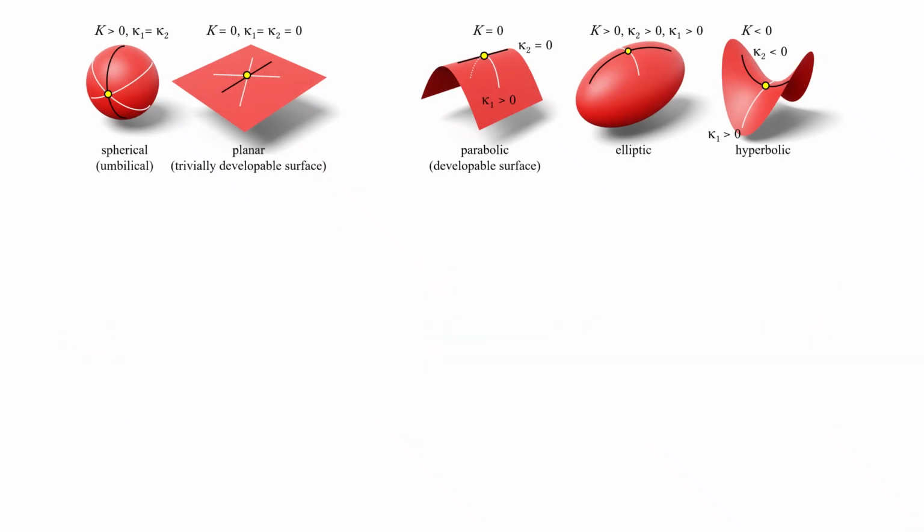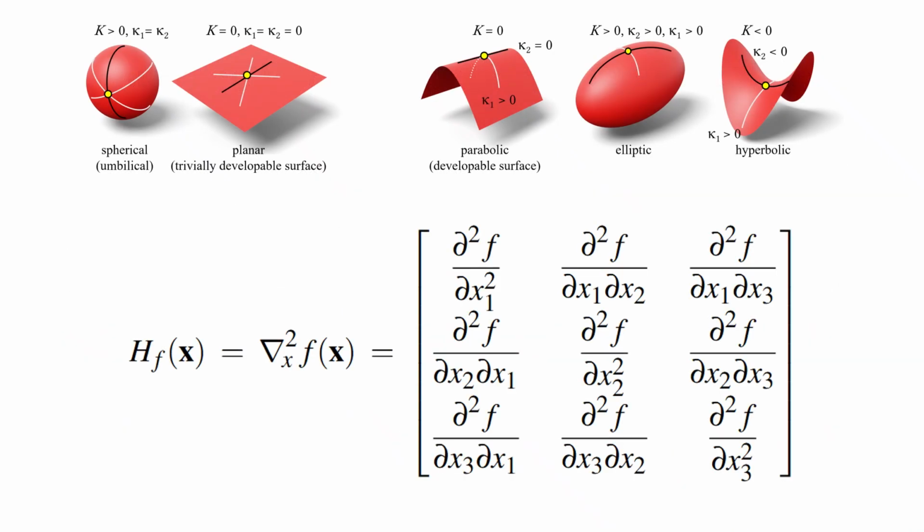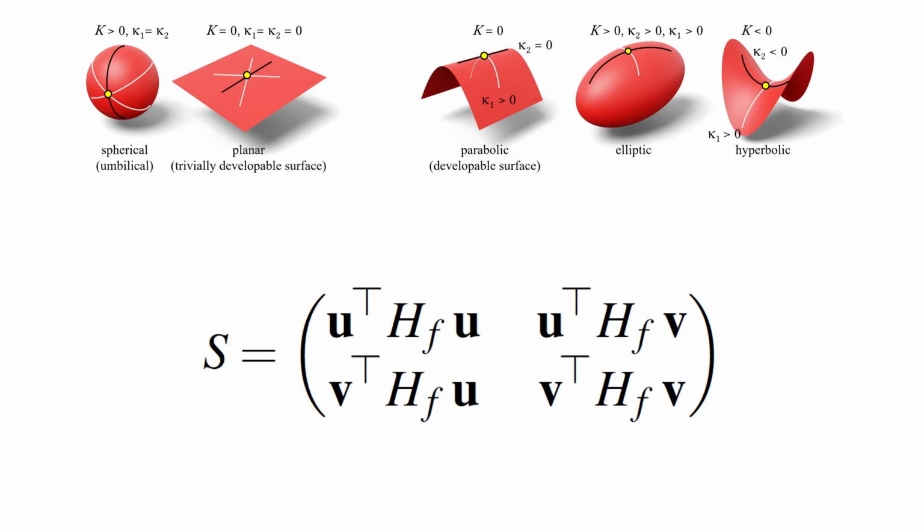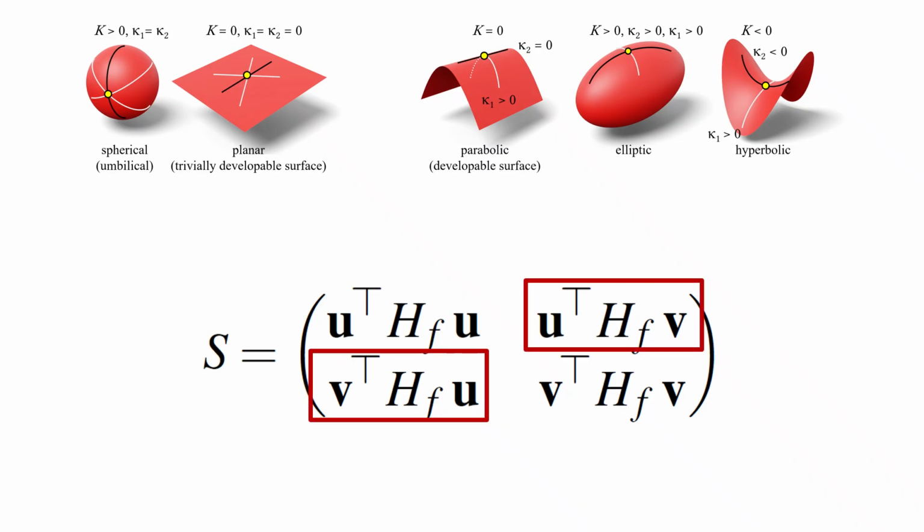The network's Hessian is a 3x3 matrix, but bending lives only in the 2D tangent plane. We first project that Hessian onto an orthonormal random tangent frame UV, which yields the 2x2 shape operator S. Of its 4 entries we calculate just one, the off-diagonal term S12.